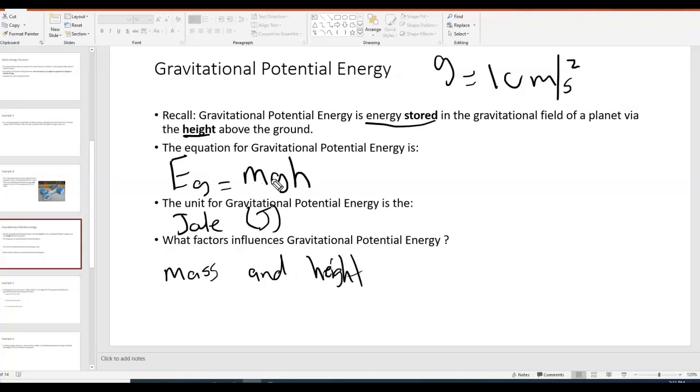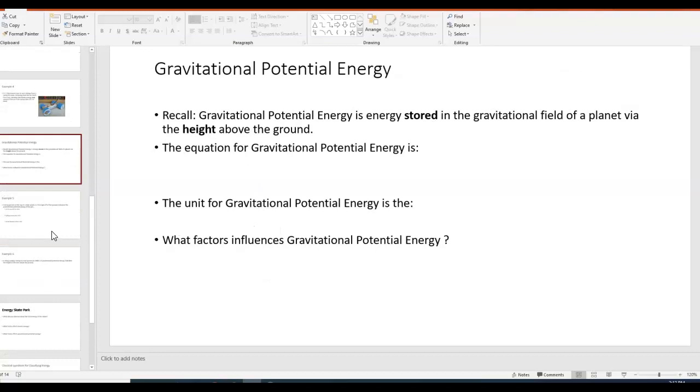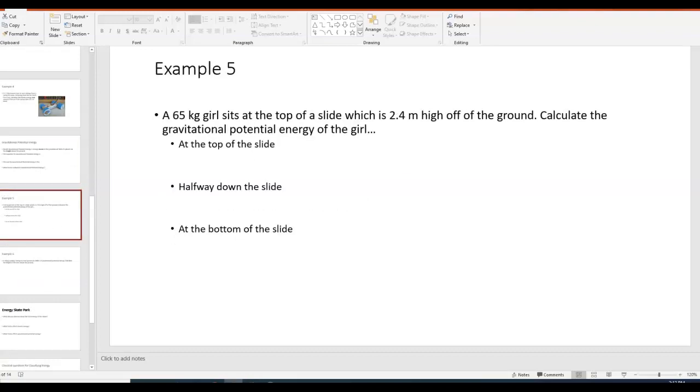Okay, because you can see m and h in the equation. G, remember, is a constant as long as you're on the planet Earth. It's the same value. Okay, so pause it there if you need to add that to your notes. And we're just going to do a quick couple examples with this equation.